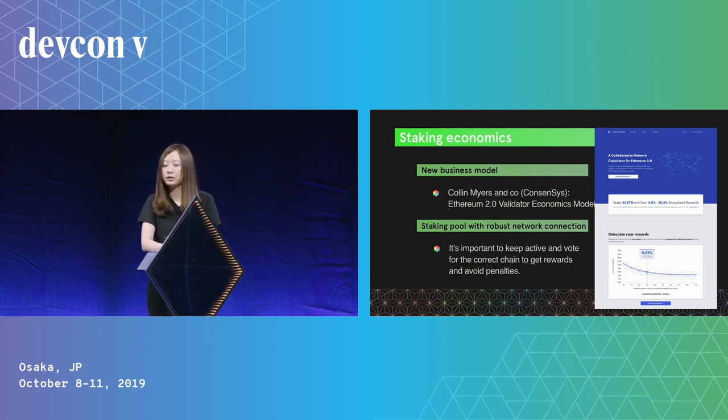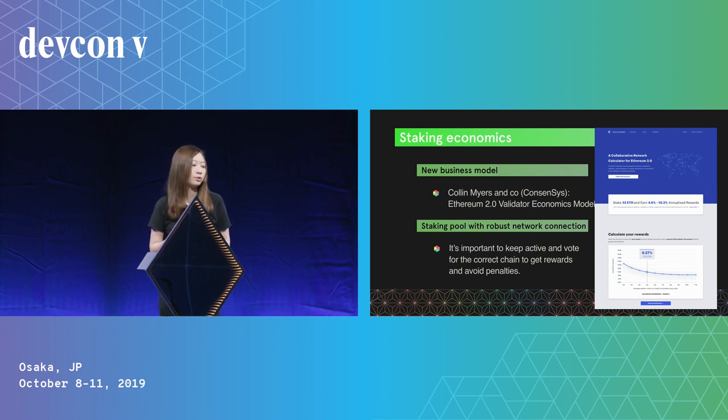After migrating to the full proof-of-stake system, it will introduce a new economic model. Colin Myers from Consensus has been working on these economic models for a while, and the model is based on the current Eth2 spec. I encourage people, especially the economists, to take a look at his work and give feedback on the economic side.